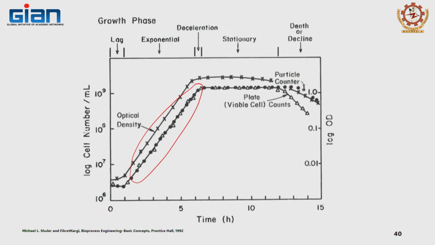This is what we are looking at mostly in the exponential phase. The slope of this would be constant. This is a constant slope. So, the mu remains constant in this phase, in the exponential phase.